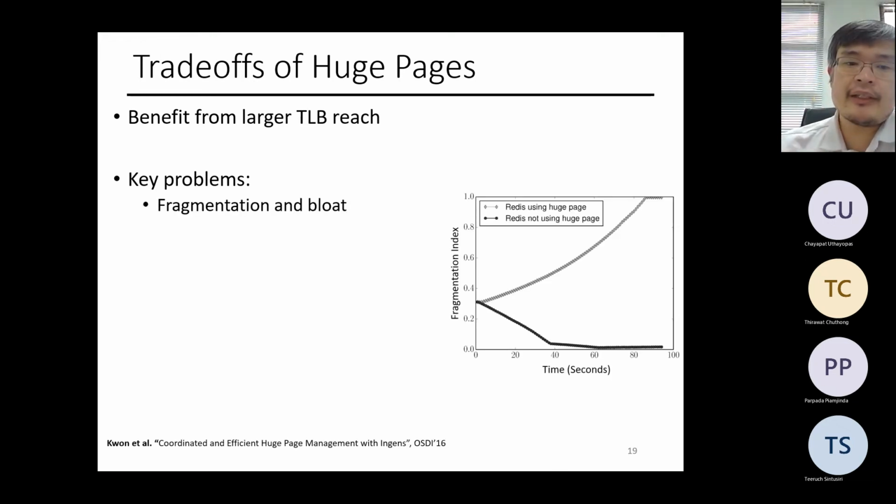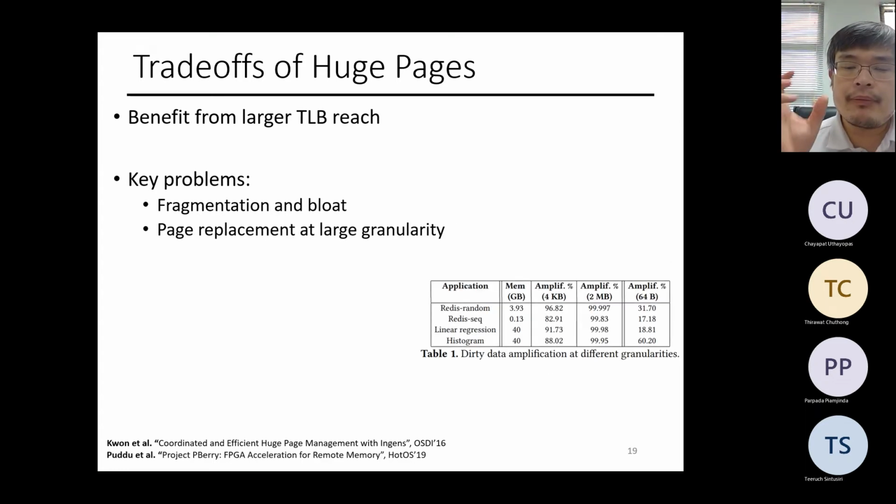So a previous paper, like this Ingens paper in OSDI 2016, talks about the fragmentation problem, where over time your workload, which in this case is Redis, uses huge page, and your memory gets super fragmented in a sense that you have allocation, deallocation, allocation, deallocation, and you end up with so many holes that you cannot really fill in unless you move things around and compact them together.